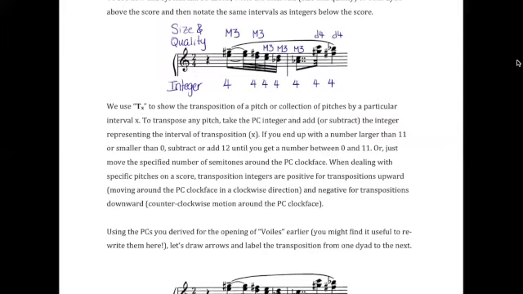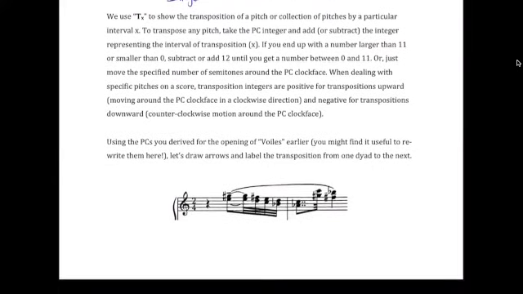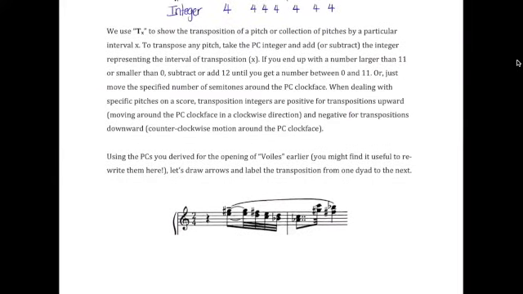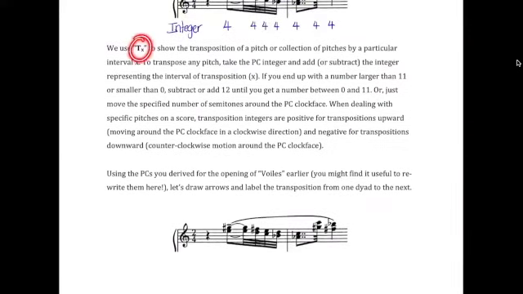Okay, so we've talked about labeling pitches. We've talked about labeling intervals. Now our last step is to talk about transposition. And this is where your head might start to hurt a little bit. So we use this label, T sub X, and this is going to start sounding a lot like high school math. And my apologies if that brings back terrible memories for you.